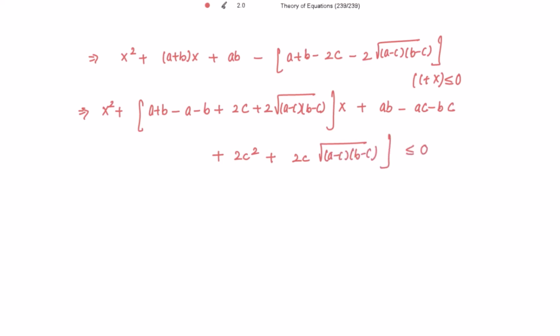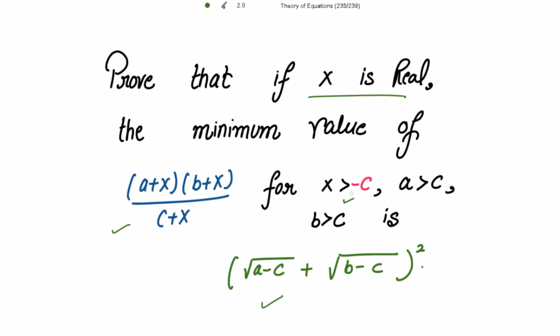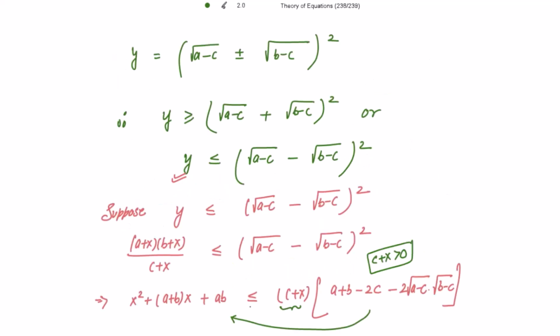Please remember one thing. When we have taken this complete right hand side to the left hand side, this inequality does not change because c + x is positive. It is given to us that x is greater than negative c. That is, x + c is positive, right? So that is why when we take this right hand side to the left hand side, the sign remains the same.